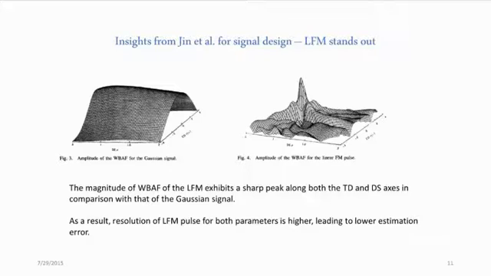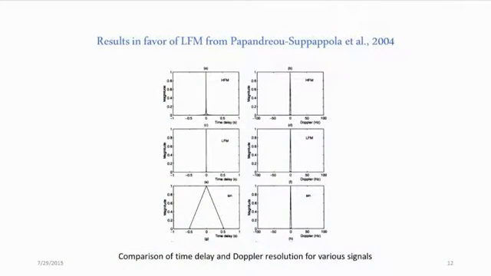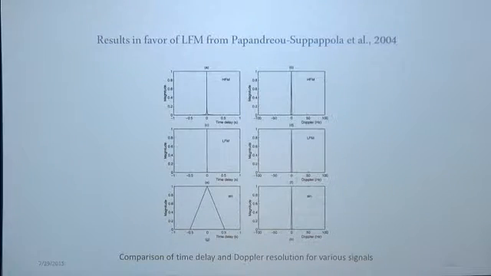So some insights from the same paper about signal design. We see that LFM stands out as it gives better resolution for estimating the two parameters. This is the Doppler stretch domain against the time delay domain, and you can see that the Gaussian signal would be very ambiguous as against LFM. Some more results in favor of LFM from the literature: we get better resolution using the LFM.